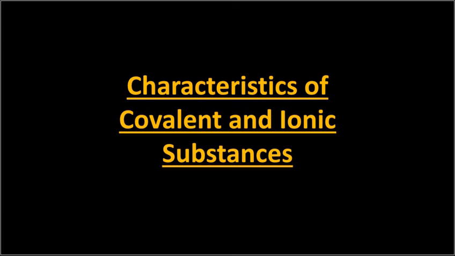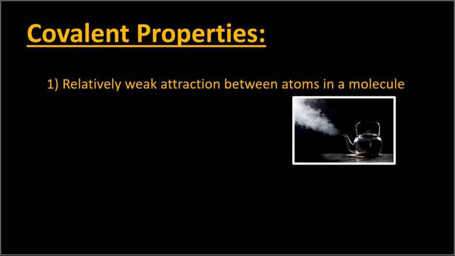Today, we are specifically going to talk about the characteristics of covalent and ionic substances, so that you can tell some of the things about these substances, sometimes whether they're ionic or covalent, just by the different types of properties that they have. And we are going to start with covalent properties.